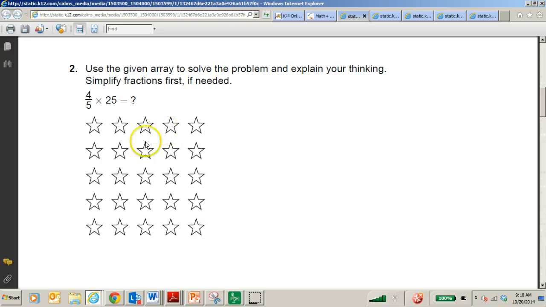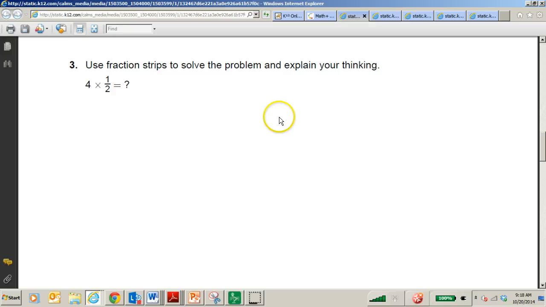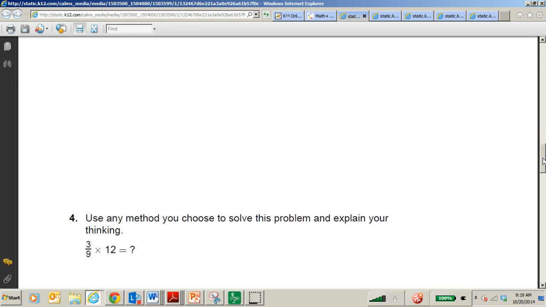Here is an array, so we have 25 stars. They're in 5 groups. We have 1, 2, 3, 4, 5. How many would you have if you have 4 of the 5 groups? How many stars would you have in all? Here's one where you can use fraction strips. We have 4 times 1/2. Well, if you have 4 pieces, 1, 2, 3, 4, but you only want half of them, how many pieces will you have? Draw a model to show that.